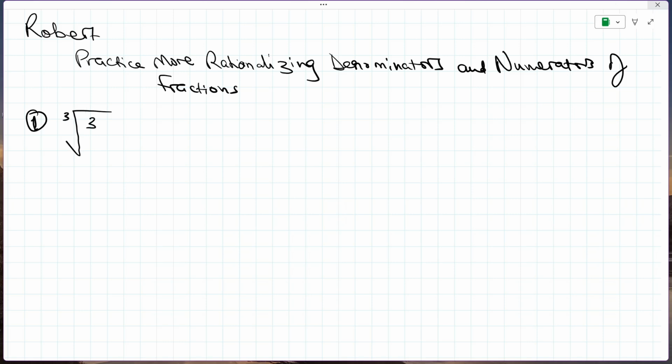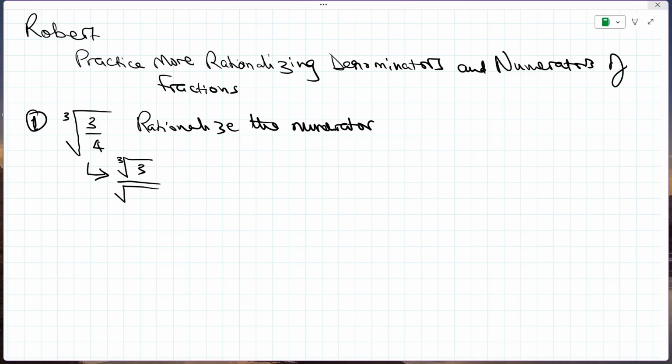So cube root 3 over 4. And the question is, please rationalize the numerator. So again, we follow the same procedure. We need to break up this expression into two parts, the numerator and the denominator. So at the top, we'll have cube root of 3, and at the bottom, we'll have cube root of 4.